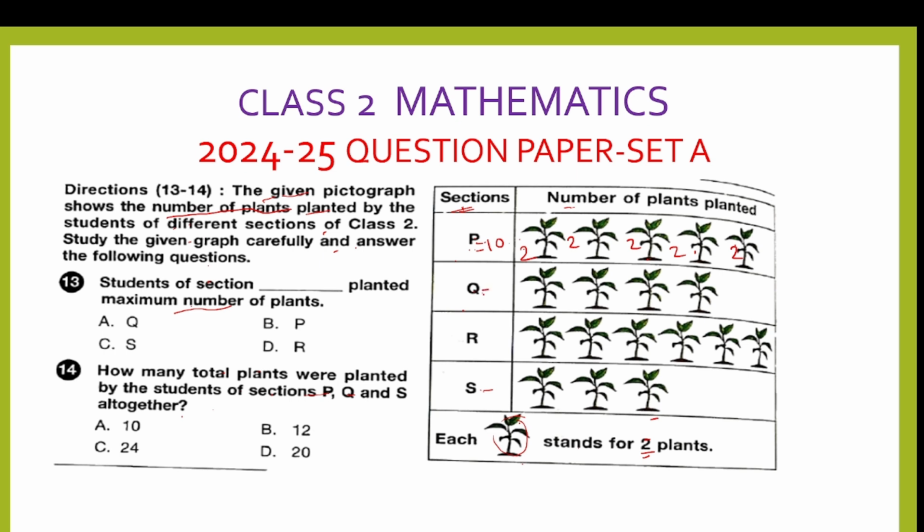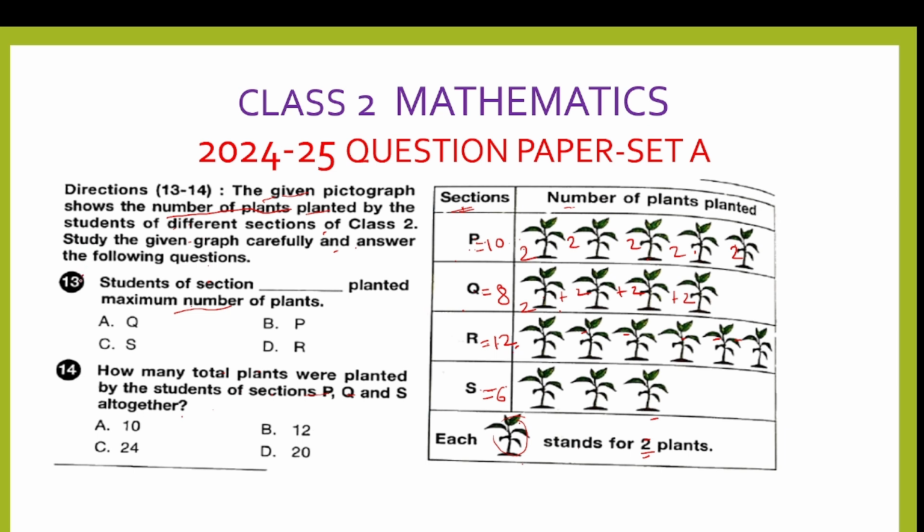Similarly for the section Q, here is 2 plus 2 plus 2 plus 2, 4 times 2, so it becomes 8. Similarly for R, there are 1, 2, 3, 4, 5, 6. So 6 times 2 becomes 12. And for S, we have to add 2 three times, it becomes 6. Now we have the number of plants for the sections P, Q, R and S.